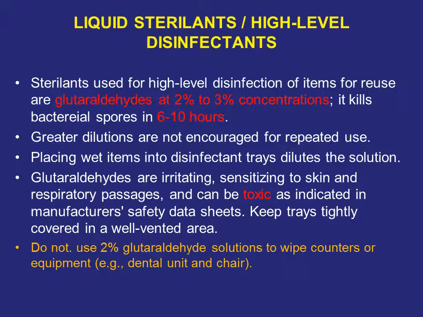Liquid sterilants, high-level disinfectants. The sterilant that is used in high-level disinfection is glutaraldehyde at 2 to 3% concentration. It will kill bacterial spores in 6 to 10 hours. Greater dilutions are not encouraged for repeated use. Also, placing wet items in the disinfectant tray will cause dilution of the solution.